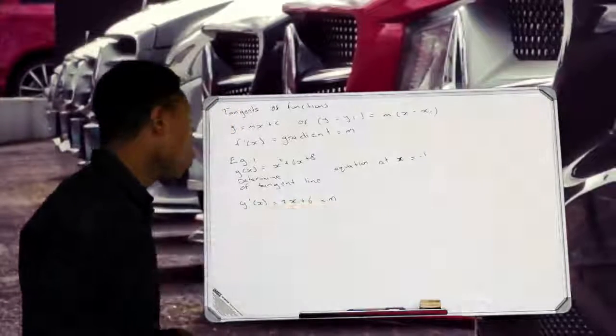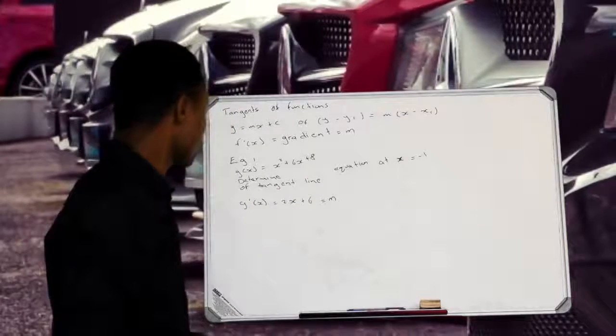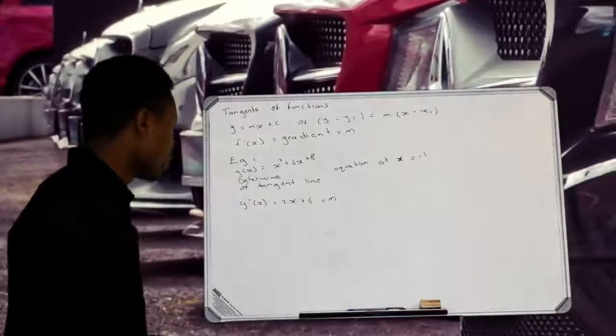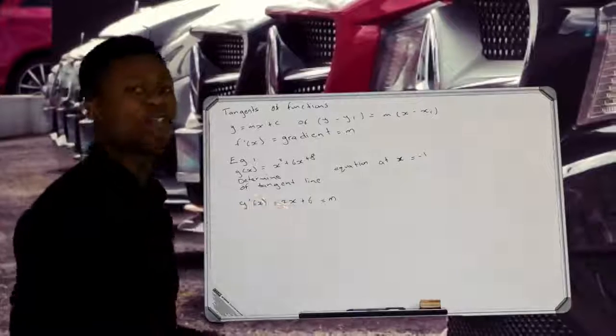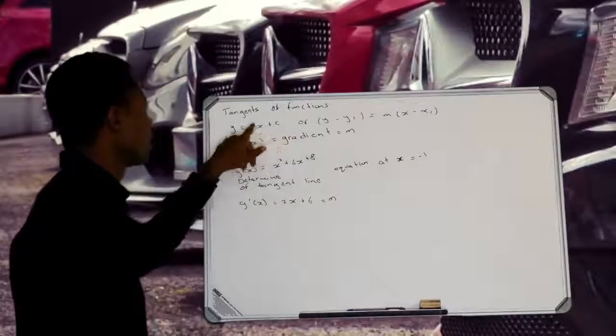So this is our formula that shows us the gradient. This is the result, but we want a numerical value, because we can't put 2x plus 6 into that equation.